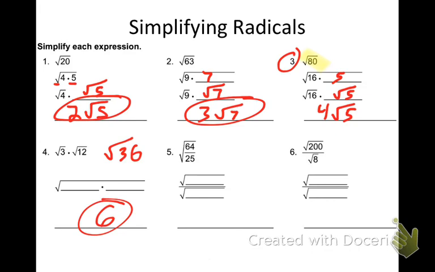5. Square root of 64 over 25. I want to break it down to the square root of 64 over the square root of 25. What's square root of 64? 8. Square root of 25? 5. So that's 8 over 5.